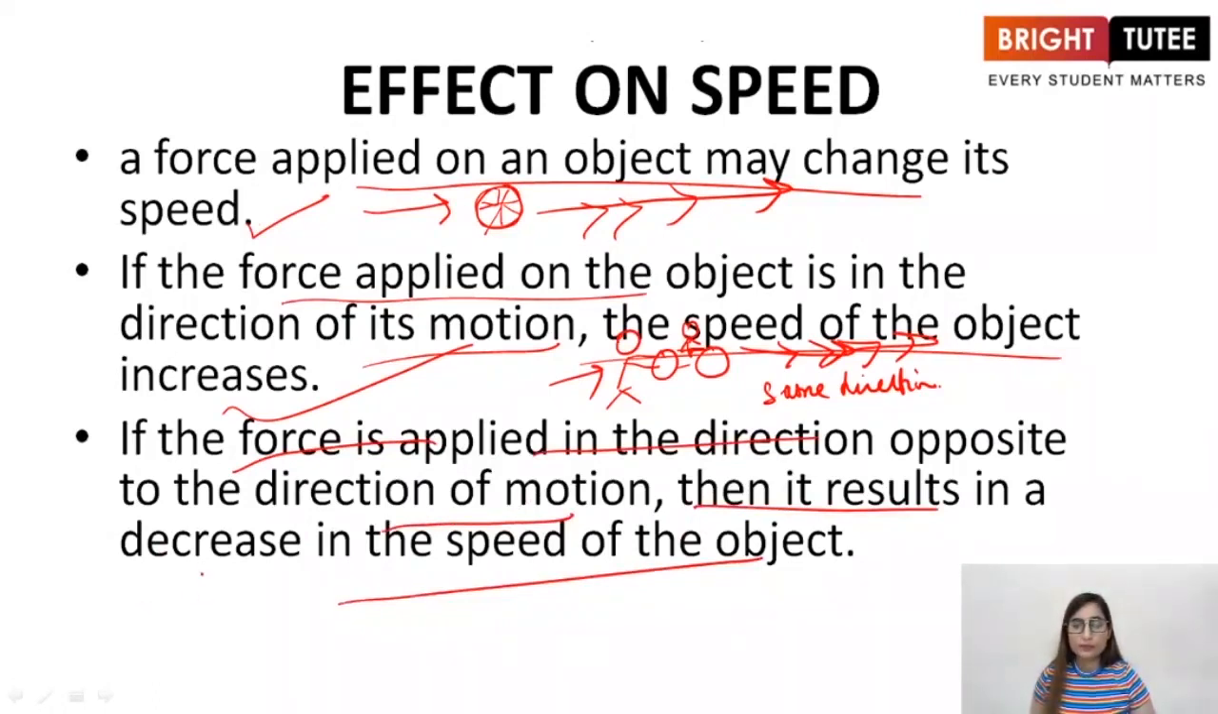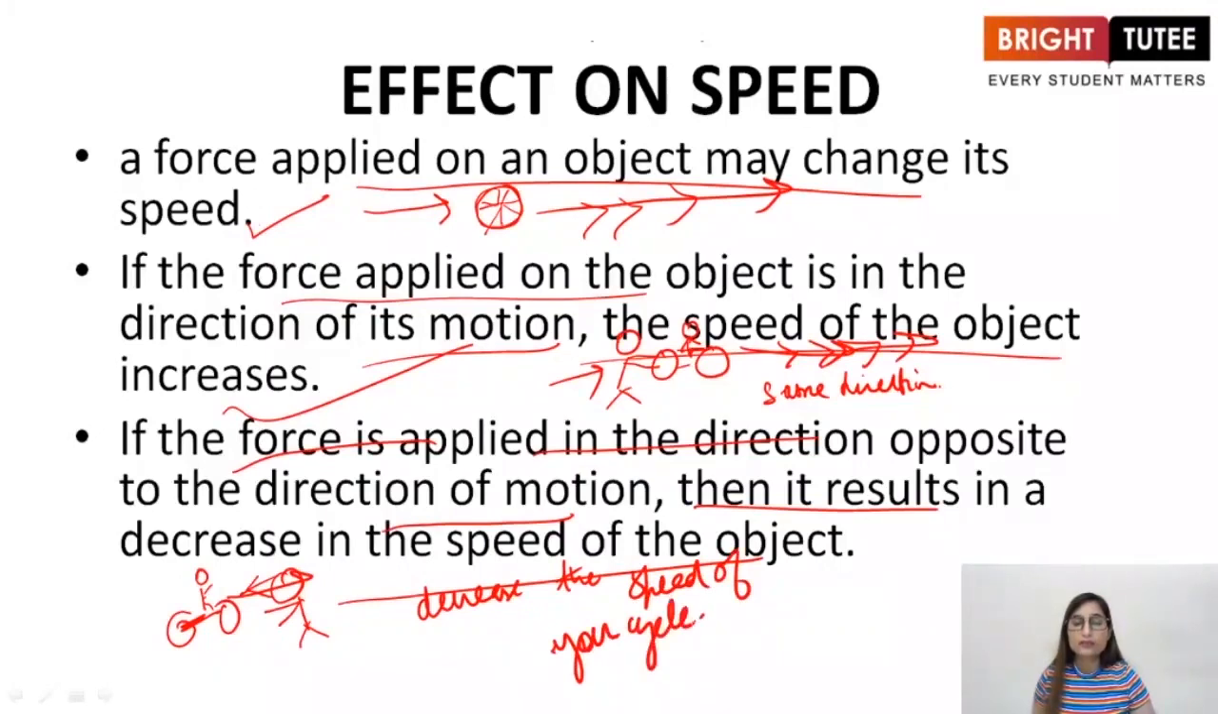For example, you are moving on a cycle, right? You are going in this direction. Your friend comes and he tries to stop you. He applies force in the opposite direction, right? So this will decrease the speed of your cycle, right? Because you are moving in a certain direction and your friend comes and stands in front of it and applies force in the opposite direction.